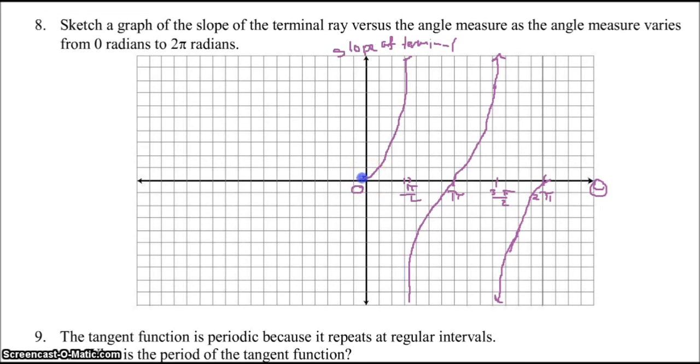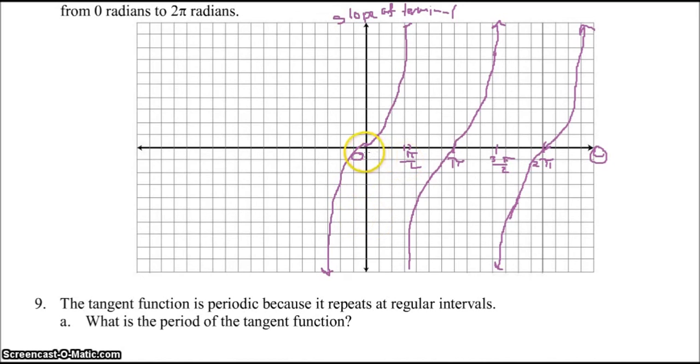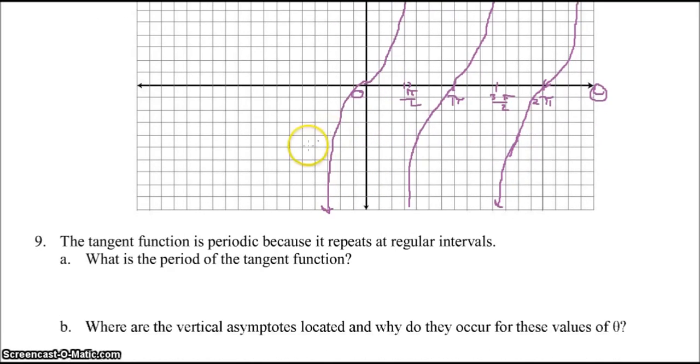And in general, the graph of the tangent function looks like this. You might want to graph it on your calculator. It's a pretty crazy looking graph, which is just the graph of the slopes. What is the period of the tangent function? You see it starts to repeat after only pi units. So the period is pi.